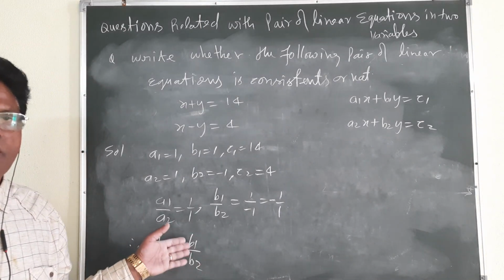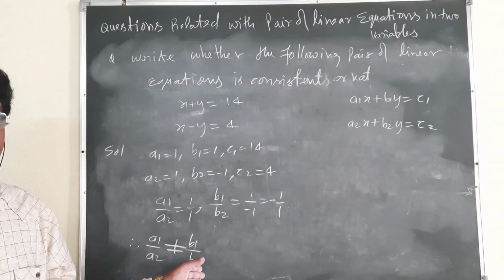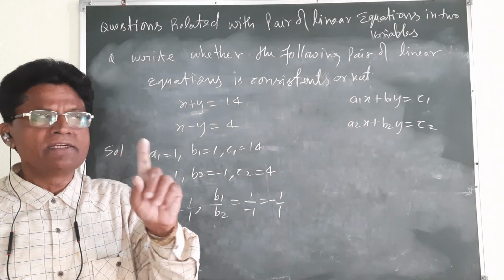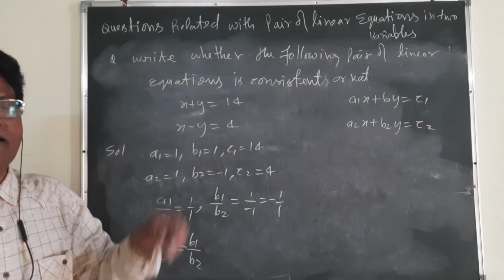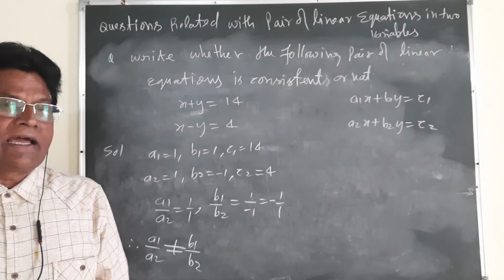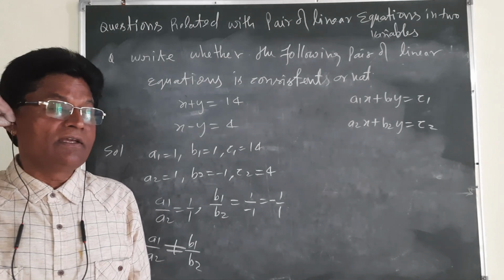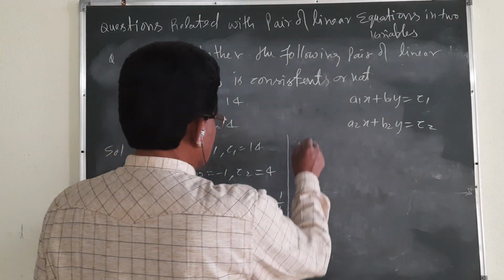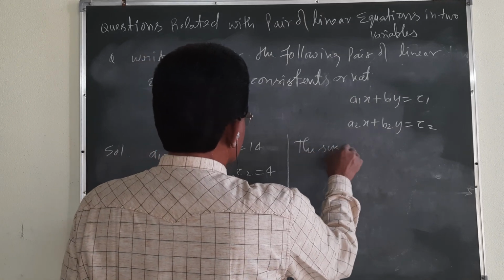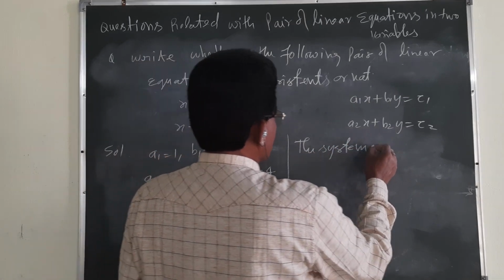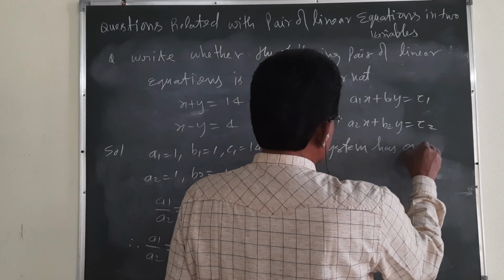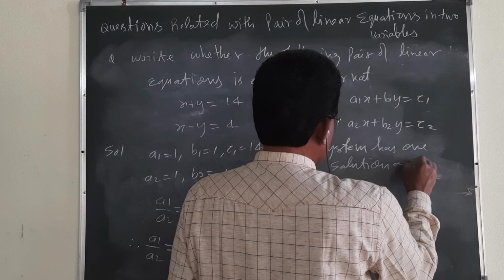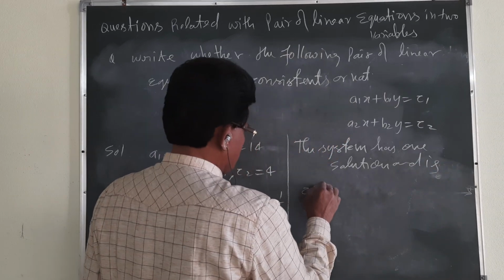If this condition holds, a1 upon a2 does not equal b1 upon b2, then there will be one solution, which means a unique solution. I told you yesterday, if you draw the graph of these lines, then these lines will intersect each other at one point. That is why the system has a unique solution and it is consistent. The system has one solution. Unique solution means one solution, and it is consistent.